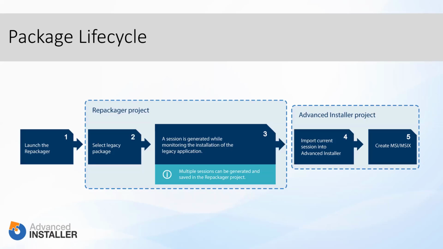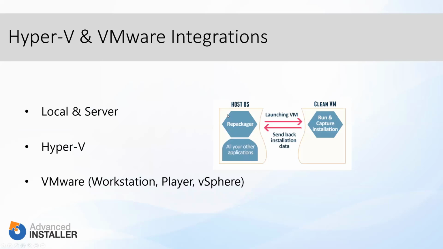Now, let's talk a little bit about VM integrations. Before we get to our demos, let's talk about how virtual machines are important for repackaging. Basically, if you want to get an accurate capture, a clean repackaging machine is mandatory. And you don't want a separate computer next to your desk just for that. That's not practical anymore. The best way is to leverage a clean machine through virtualization.